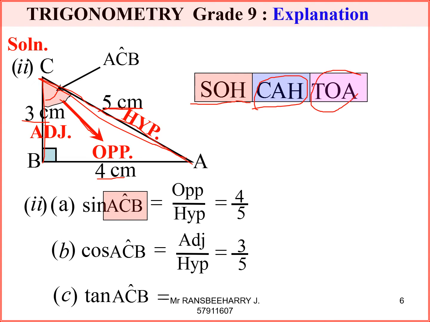Tan, we use TOA. Tan means opposite over adjacent. So we identify opposite 4, adjacent is 3. So this is 4 over 3.